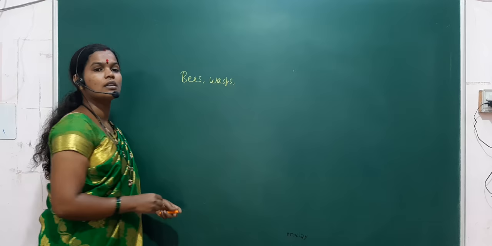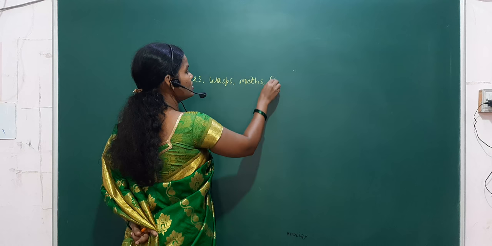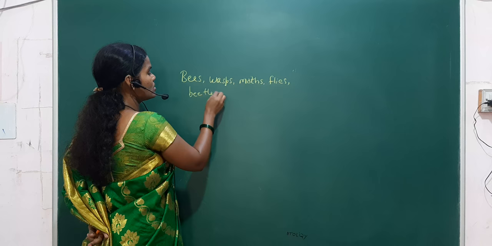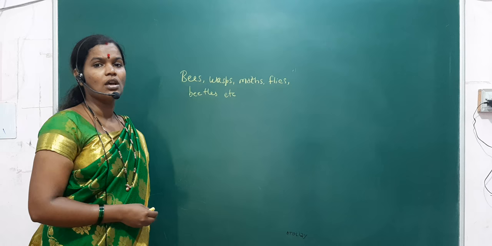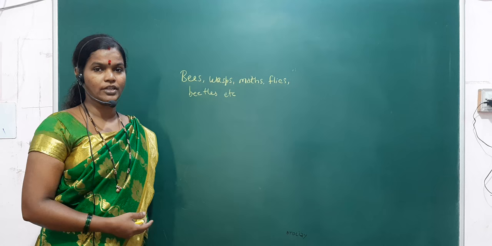So the majority of the animals are bees, wasps, moths, flies, beetles, etc. They are the variety of animals which are attracted towards the flower and they bring about the process of pollination.